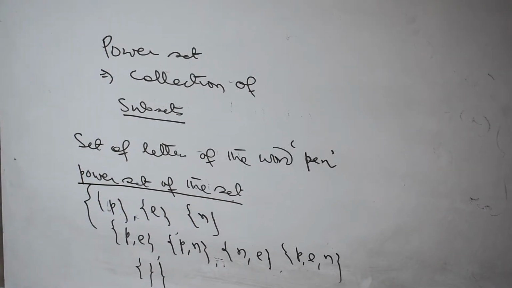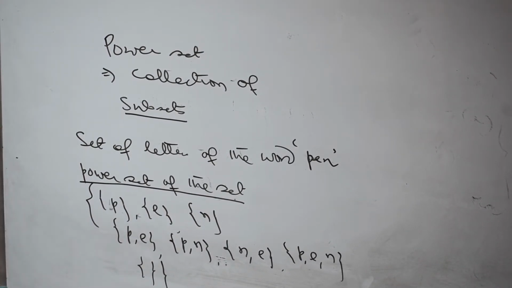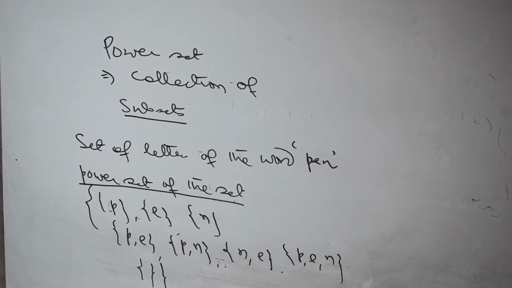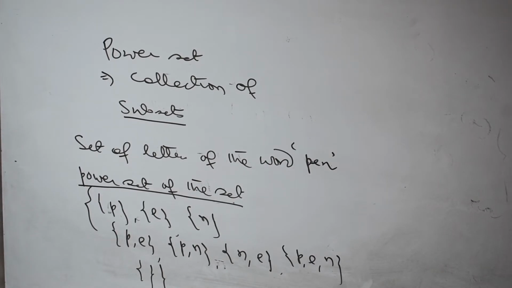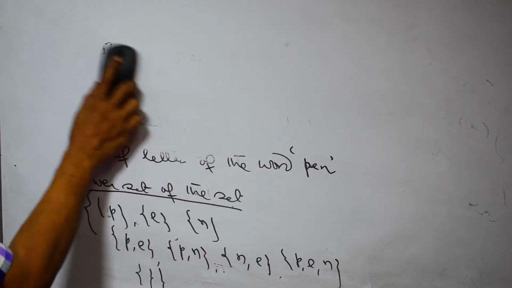So the power set has 2 to the power n elements, that is 2 to the power 3 here, because the word PEN has 3 letters, and we have 2 to the power 3, that is 8 possible subsets in this power set, which are its elements. So this is the concept of the power set.